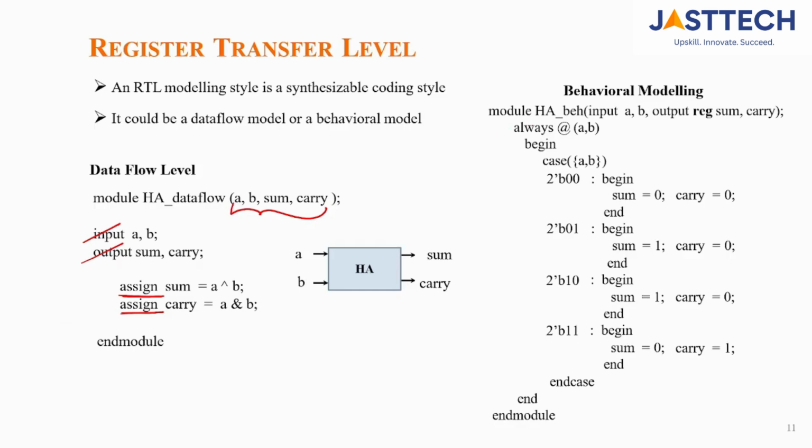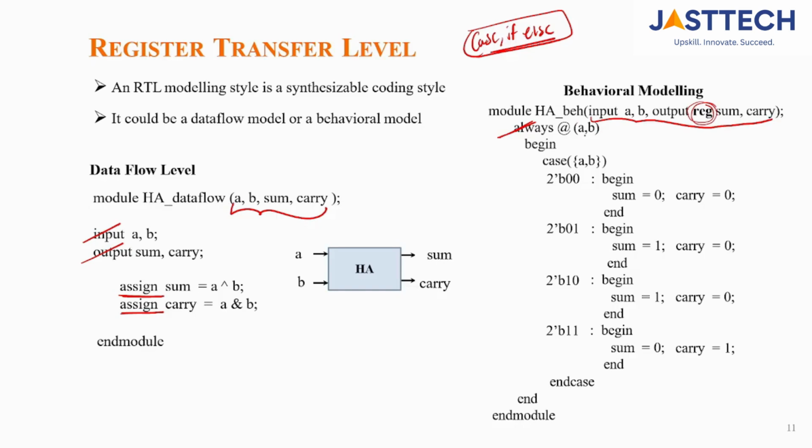Behavioral modeling means I can use case statements and if else statements. These are nothing but procedural statements, and to write procedural blocks I need to use always. HA underscore behavior. In the port list declaration I can declare within the bracket input A comma B. And remember, when you are using behavioral modeling, output should be a reg data type. I will tell you about those data types, don't worry.